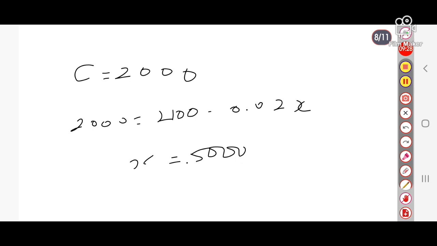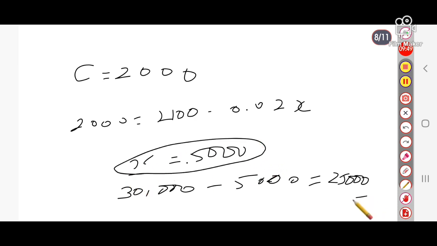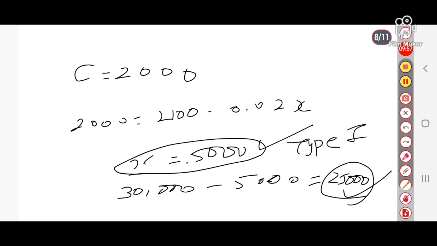So again, by subtracting this from 30,000, 30,000 minus 5,000, we get 25,000. So 5,000 and this 25,000 are the amounts invested in type 1 bond and type 2 bond. This is for type 1 and this is for type 2 bond respectively. So this is the solution for the 19th question. Now we will see the 20th question.